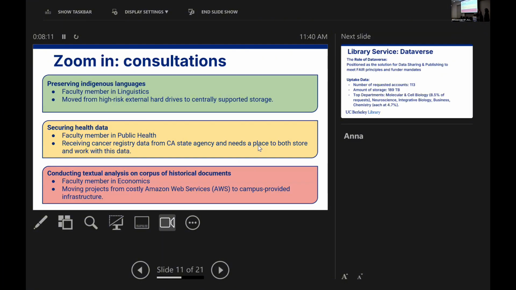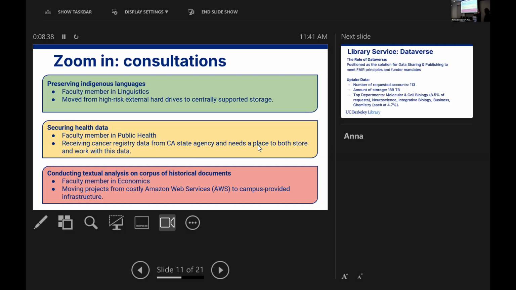I want to highlight just a couple of consultations that we had. One of the first ones was with a faculty member in linguistics who does research on Indigenous languages. This person had a great system of storing data on their computer, backing it up to an external hard drive, and is really like an international expert in their field, like so many of these faculty members are.